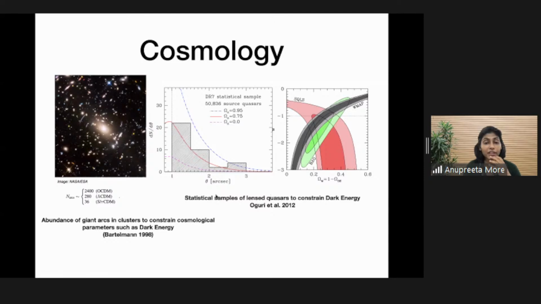There are other studies where statistical samples of lens quasars were used, and they looked at the image separation or the Einstein radius distribution. And again, it was shown that if you vary the cosmological parameters, for example, here the dark energy, then the expected distribution can look different for different models. And if we are able to measure this from the observations, then we can constrain these cosmological parameters.